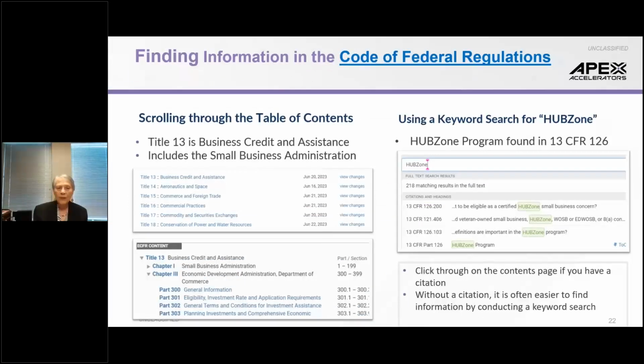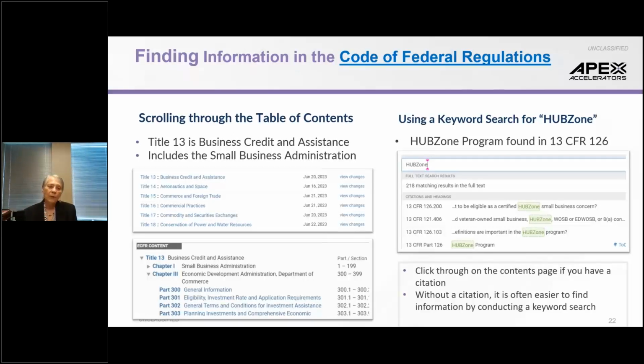And if you scroll through the table of contents, you might come to Title 13, and it's titled Business Credit and Assistance. That doesn't say Small Business Administration. And if you didn't know that Small Business Administration rules are included there, you might scroll right past it. But it is. Title 13, Chapter 1 is the Small Business Administration. So Title 13, 1 through 199 is all about small business.